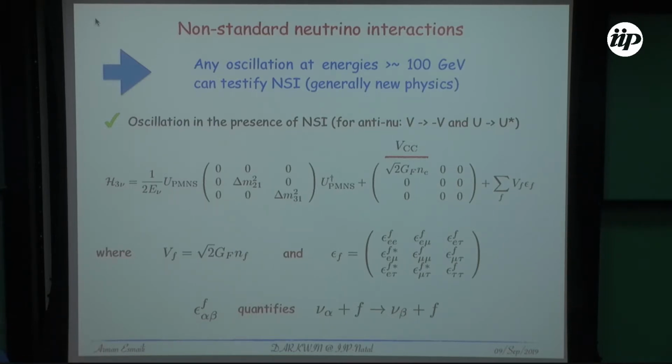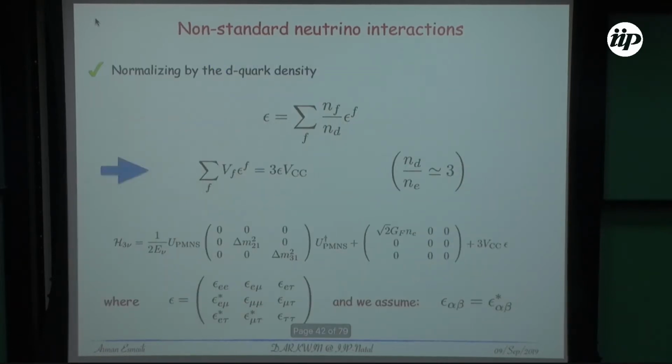Phenomenologically, you can add a 3 by 3 non-standard neutrino interaction matrix. This is the epsilon, which parametrizes the strength of the non-standard neutrino interaction. You have to sum over all the fermions that exist in the Earth, for example for the atmospheric neutrinos, which are u, d, and electron, to take into account all the possibilities. You can define an effective epsilon by normalizing by the number density of the down quarks. And then at the end, you will have a 3 by 3 matrix.